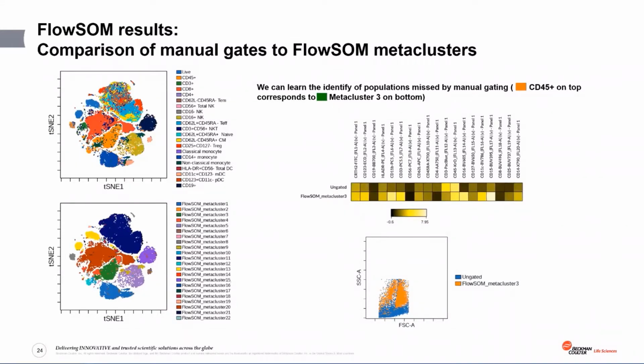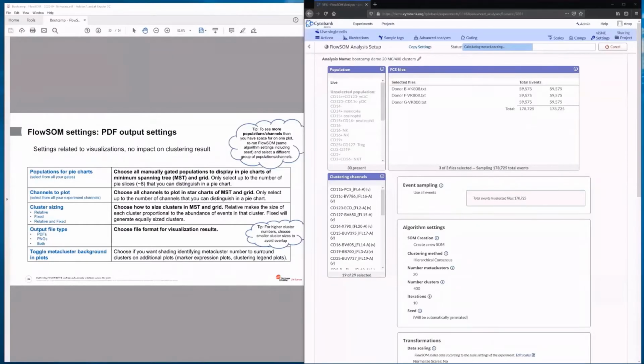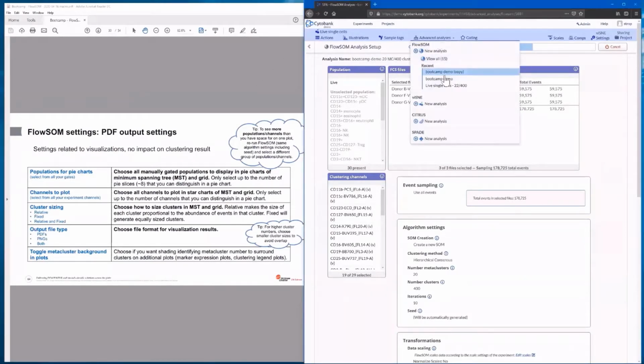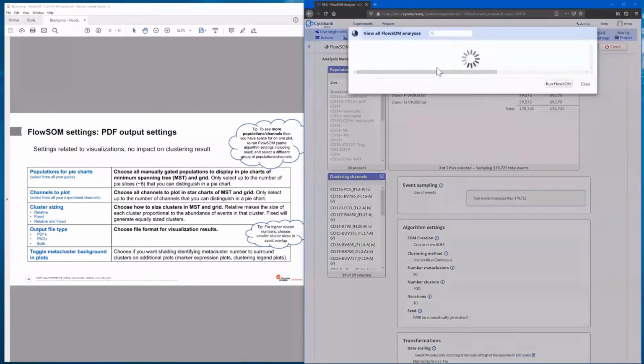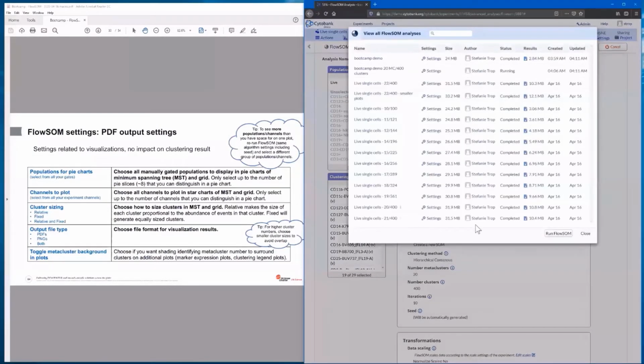Let's check back with our FlowSOM run in Cytobank, see if it's done. So this is the result page for that second run that I set up. Let's take a look at the first run. So here is another window showing all of the FlowSOM runs. We see that the first one I set up was done and the second one is running. So we'll take a look at that first one.